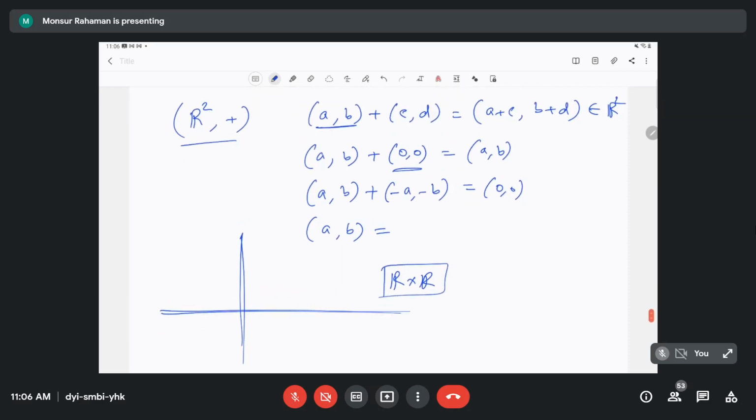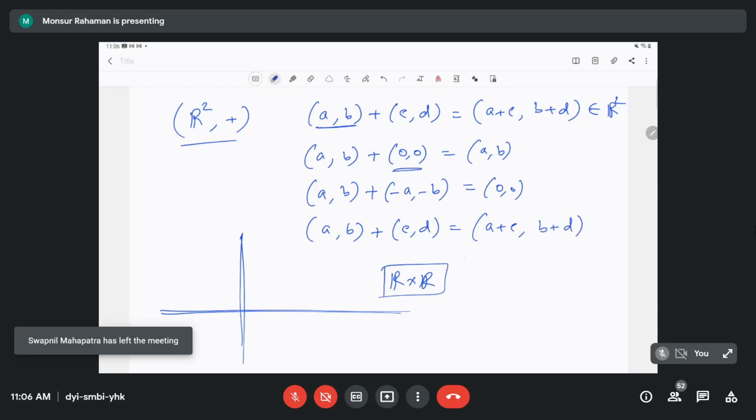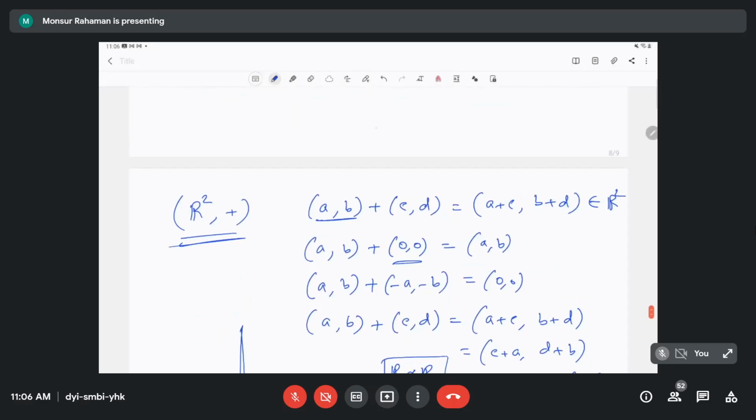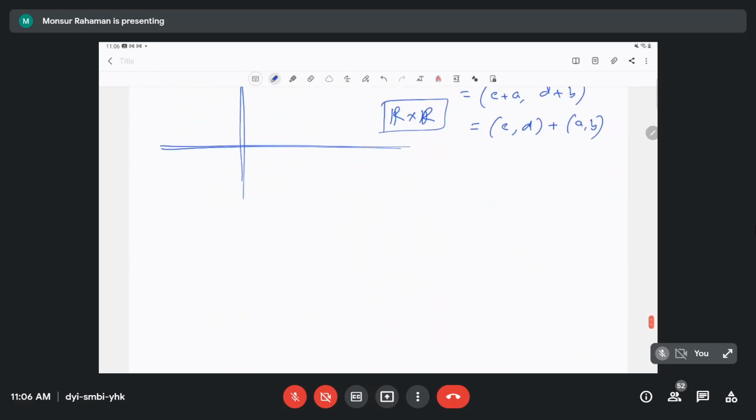So this will be 0, and also it satisfies the commutative property because A plus C and B plus D. So you can write it reversed as D plus B. So it will be C D plus AB. So it is a commutative group, with respect to this field R plus dot.